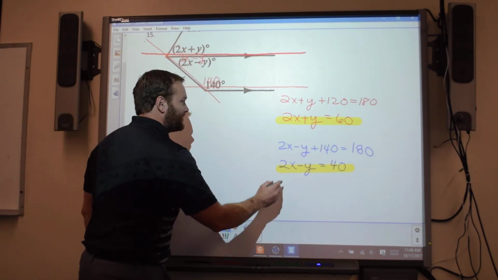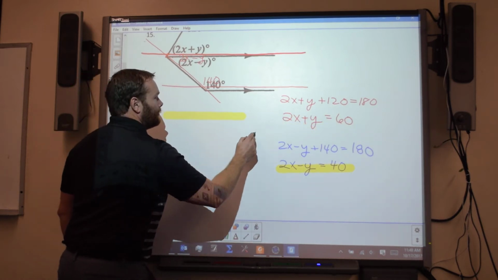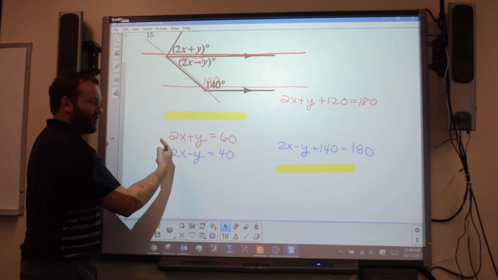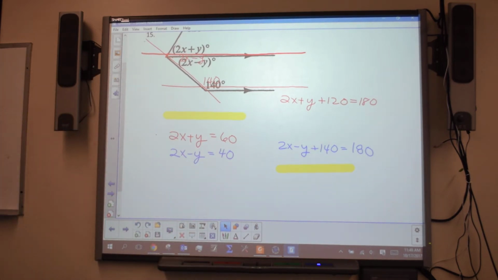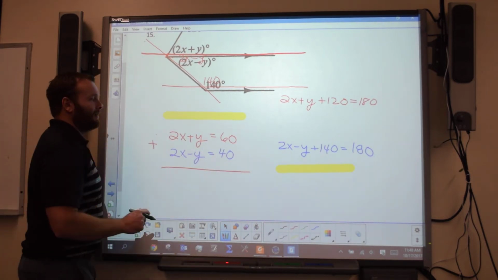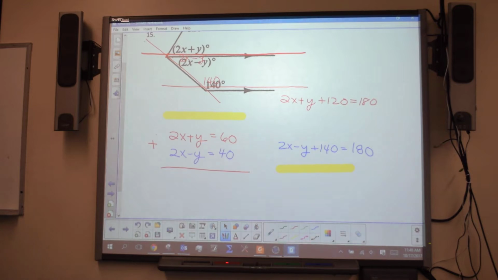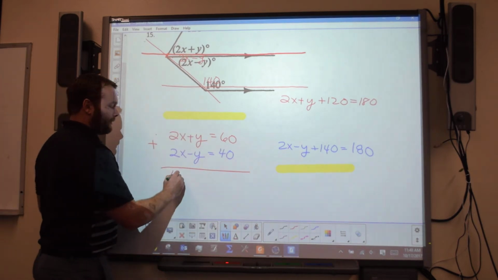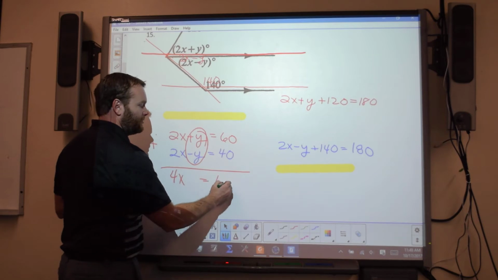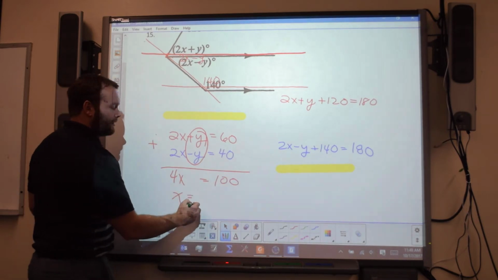So what we're going to do is take them and stack them on top of one another. Make sure your x is aligned, and your y is aligned, and your constants align. And then we're going to add them. Do I have to manipulate any of the equations so a variable cancels out? No, we've already got opposites here for y's, right? So I'm going to get 4x. Those go away because they're opposites. Is equal to 100. X becomes what?